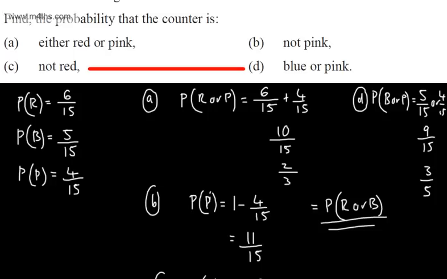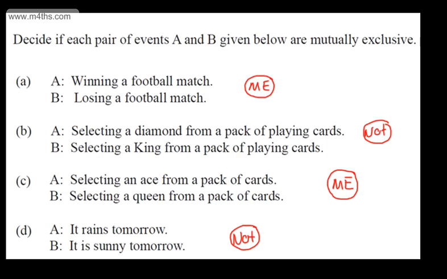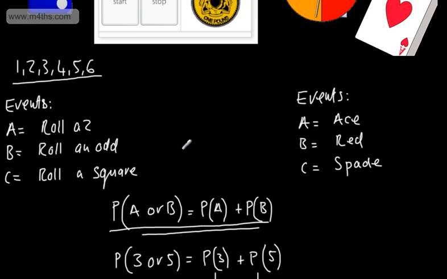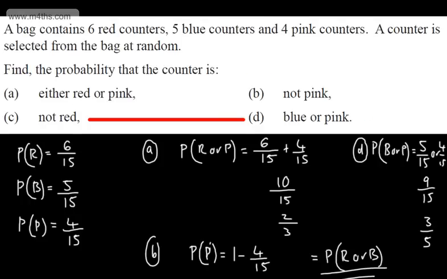Okay, so that now is looking at using the basic rule. You're not expected to use all of this heavy notation, such as the one that we were looking at to begin with, this right here. You're just simply adding them together if they're mutually exclusive.